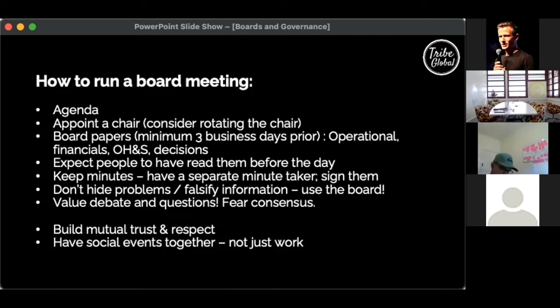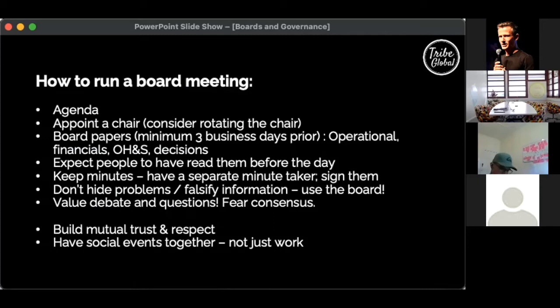Now, I encourage you to have an expectation of your board that they read things before the meeting. So I don't like board meetings where you go in and basically just read the report. To me, that's a waste of time. The best use of a board meeting, and to respect everyone's time the most, is for everyone to read the board papers prior to the meeting, and then the meeting is a discussion of them.